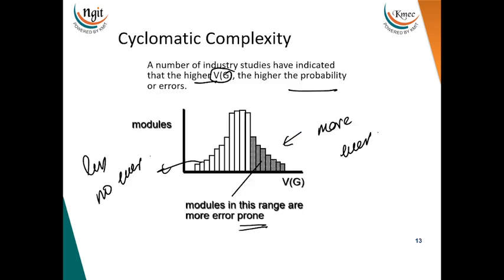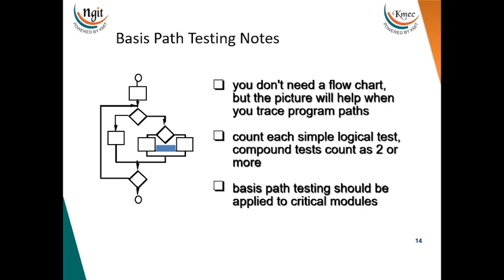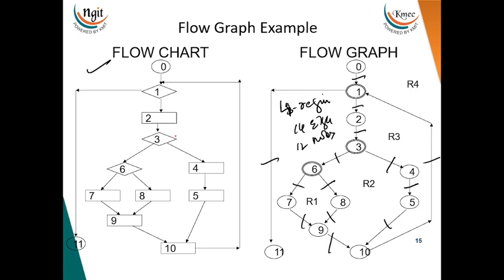Now the cyclomatic concept: if this is more, we have more errors. If it is less, we have fewer errors. If the cyclomatic complexity increases, the code contains more errors, whereas here it contains fewer errors, correct? And with basic path testing, if you specify the path we are going to follow, it's very easy for us. We don't need the flow chart; with the help of a trace program, count the number, simple logical tests, basic path testing can do it.